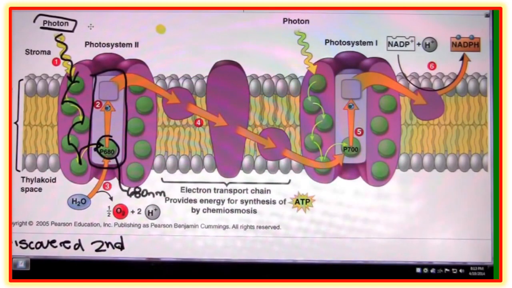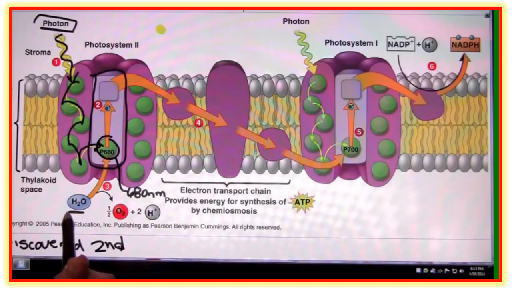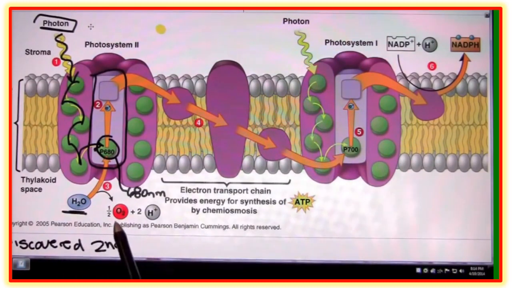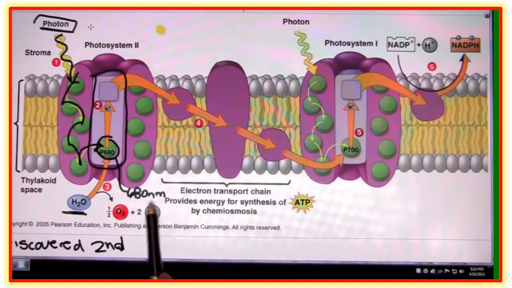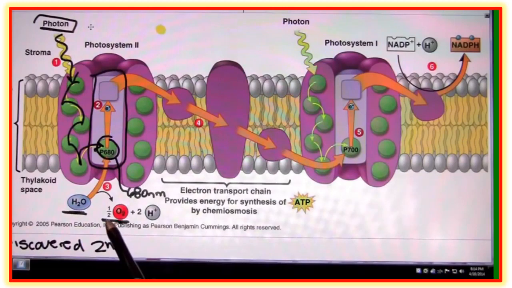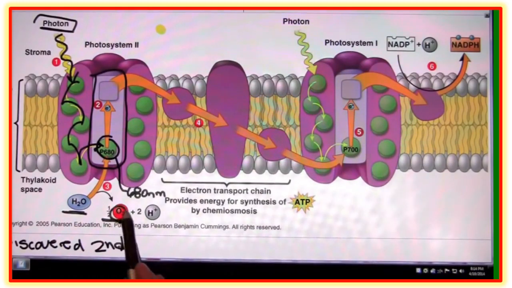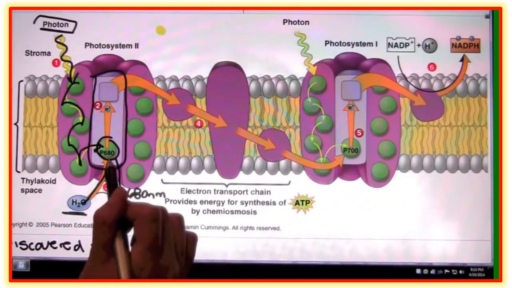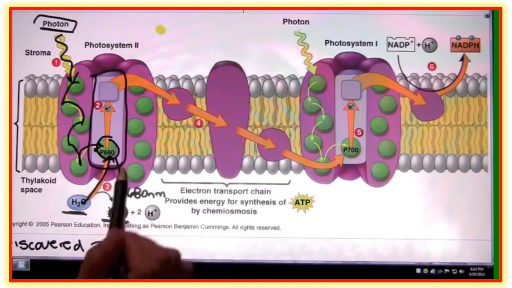What the P680 needs, though, is an electron. So it gets this electron from this water molecule right here. That's where it gets its electron. The way that it gets its electron is it'll split up water into oxygen and hydrogen ions. This 1/2 oxygen is just called 1/2 oxygen because it'll eventually join another oxygen molecule and become O2 later on. Anyways, this electron is taken from water and it moves up to P680.